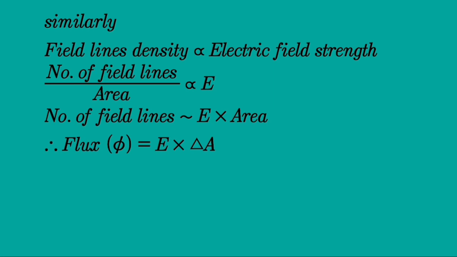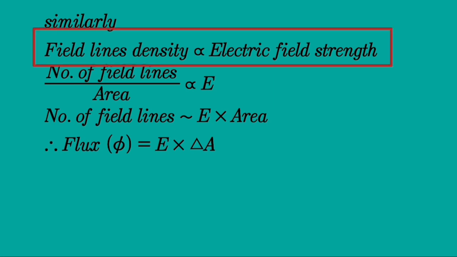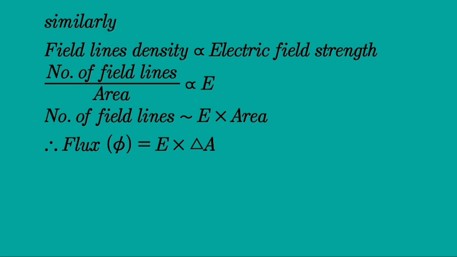We know the electric field line density is directly proportional to electric field strength. Therefore, the number of field lines divided by area is proportional to electric field strength. So we can say that the number of field lines is nearly equal to electric field into area. The number of field lines means flux. Therefore, flux is equal to area into electric field.